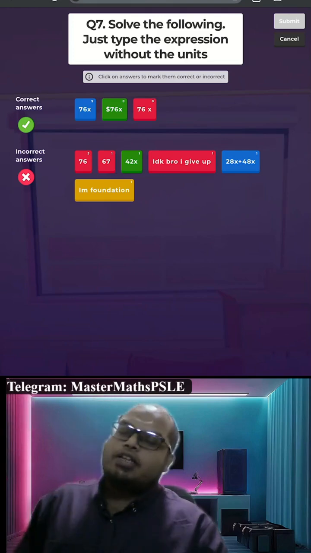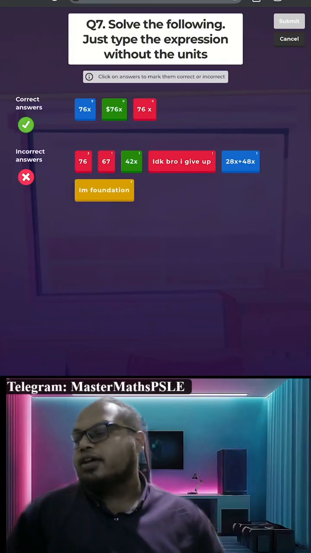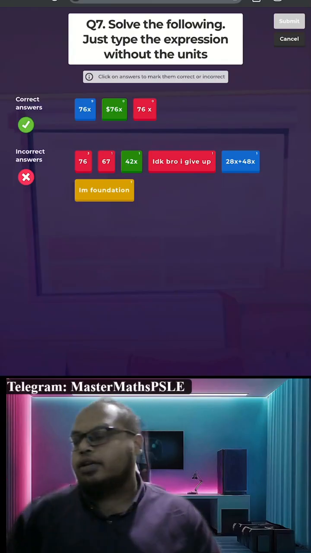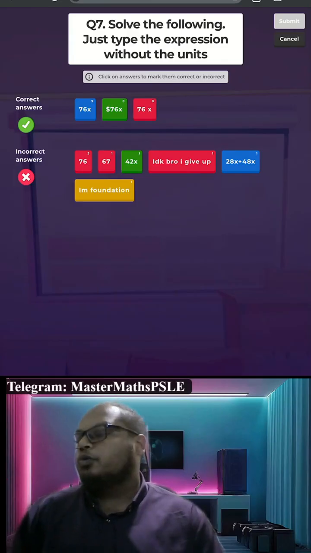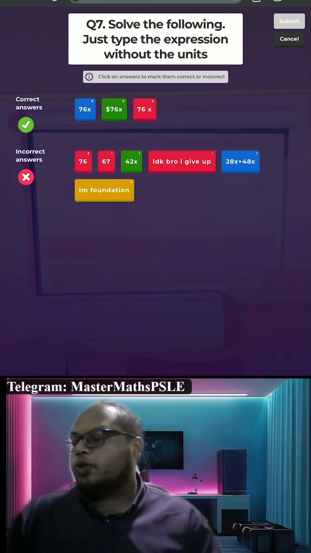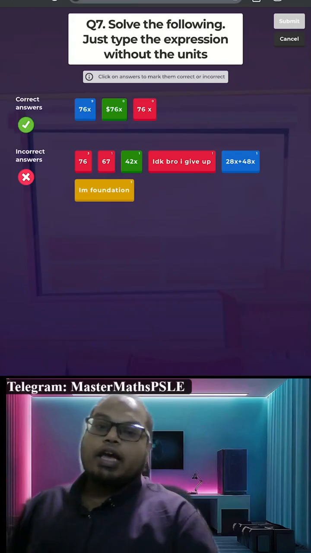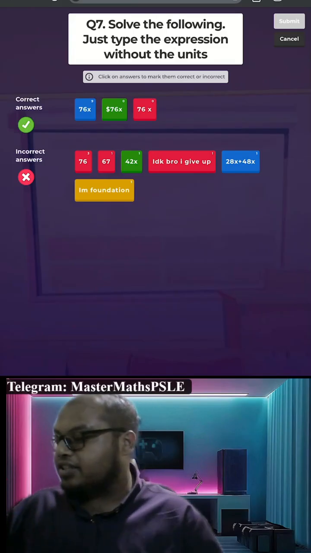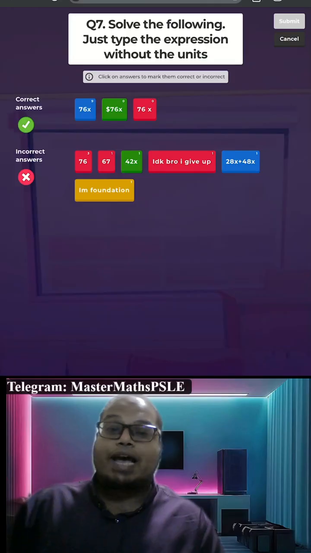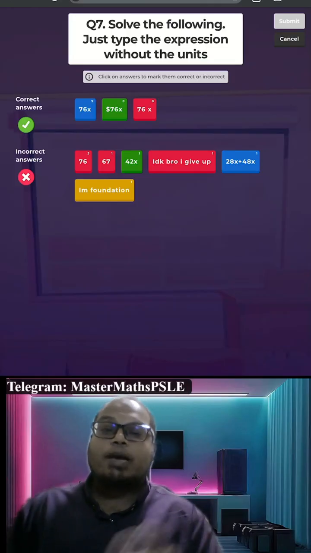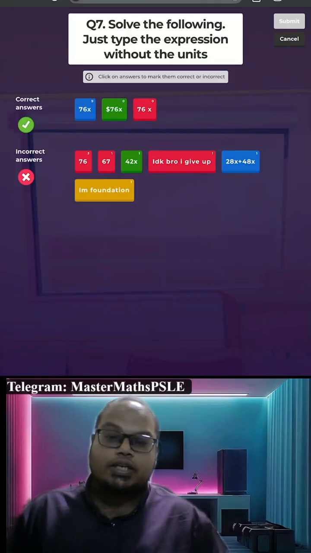Probably in exam, if you write it this way, maybe you get a method mark. But if it's a paper one question, quite difficult, usually they are more concerned with the answer. So 28 plus 48, yes, you will get 76. If you put 76, I cannot accept because I want an expression. So it must come with the X, not just the number only.